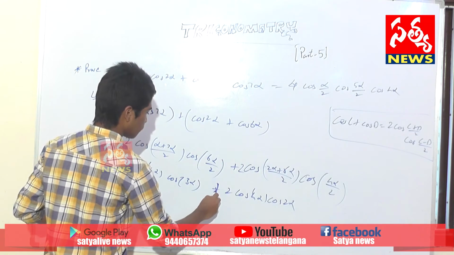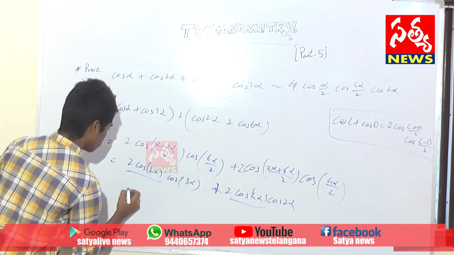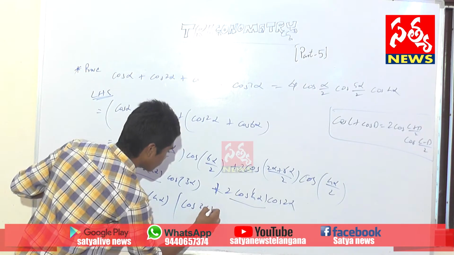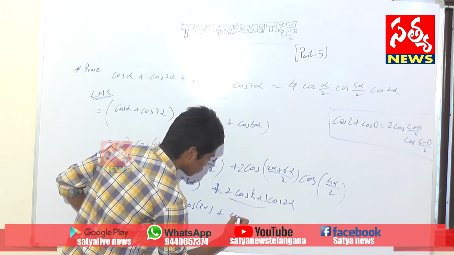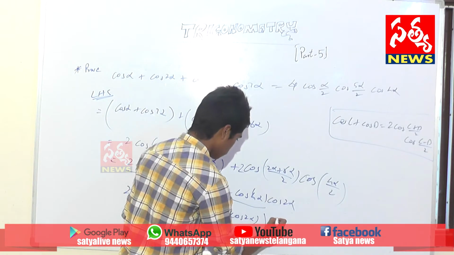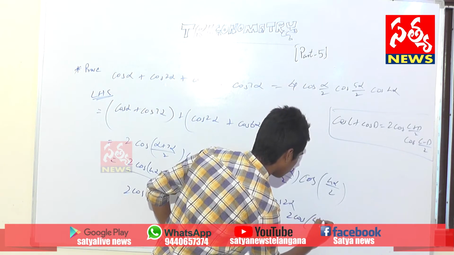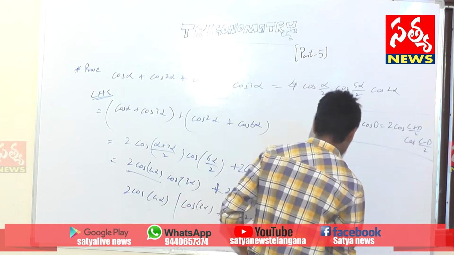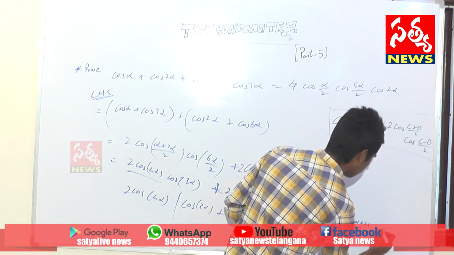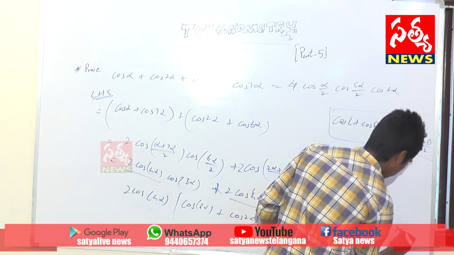Next, from these we can take 2 cos 4 alpha as common. So I am taking 2 cos 4 alpha common. We get in the bracket cos 3 alpha plus cos 2 alpha. Again here we have to use cos C plus cos D. We get 2 cos 4 alpha into cos C plus cos D: cos of 3 alpha plus 2 alpha by 2 into cos of 3 alpha minus 2 alpha by 2.